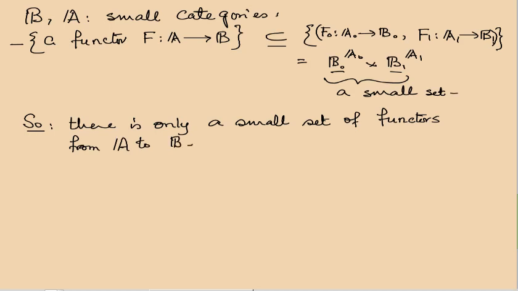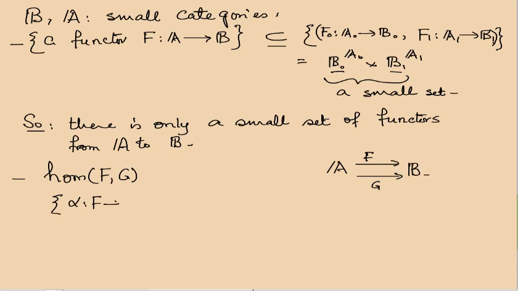Okay? So for the functor category, B to the power A, the set of objects, which is the set of all functors from A to B, is a small set. Now let me look into Hom FG, where again I do a similar thing. To give me a natural transformation, I'll have to give you a family.